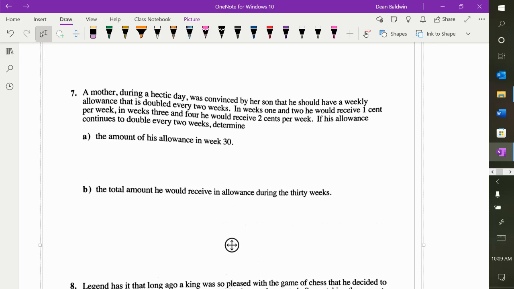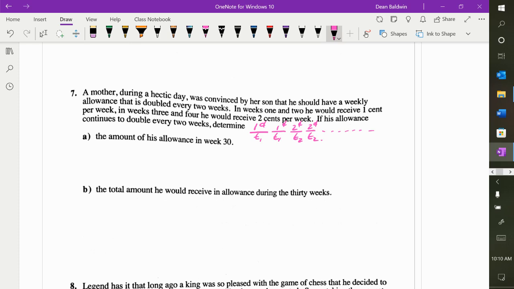All right. So, last question. We have a mother who, during a hectic day, was convinced by her son that he should have a weekly allowance that is doubled every 2 weeks. In weeks 1 and 2, he gets 1 cent. In weeks 3 and 4, he gets 2 cents, and then it doubles every 2 weeks. So if you write this as a geometric, he gets a cent. I'm going to call it T1 and T1 because it's the same number. Then it doubles 2 weeks later to 2 cents. That's T2, T2, etc.